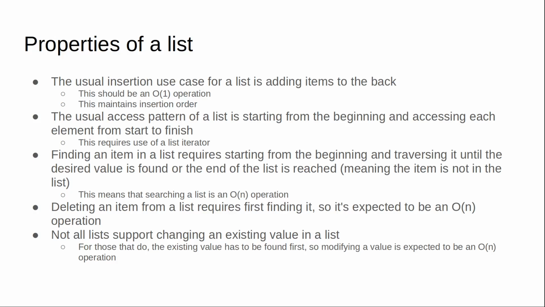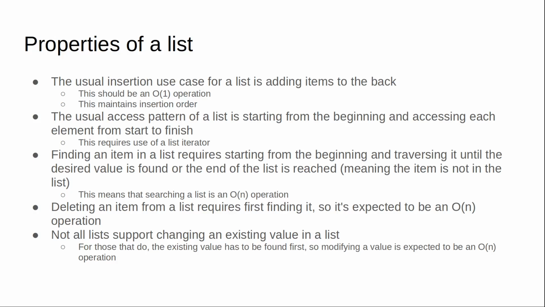Deleting an item from a list requires first finding it, so that is also expected to be an order n operation. Not all lists support changing an existing value. A lot of times for a list, the operations are just insert and remove. So if you wanted to change a value, you would first remove the one that exists and then add a new one at the end of the list again.